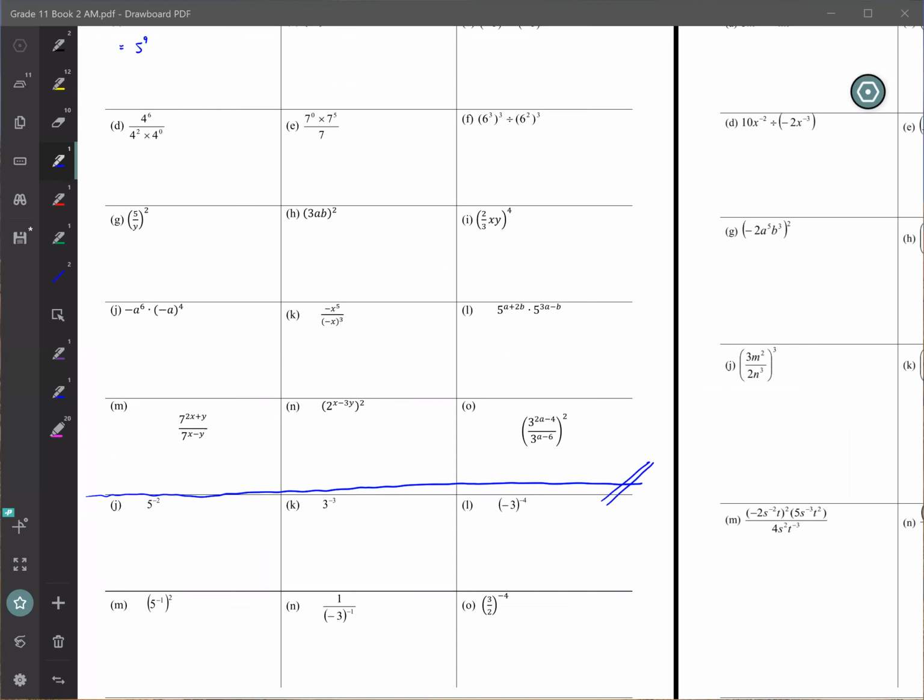Okay, I'm changing the letters at the bottom. Okay, O, P, Q, R, S, T, U. So you can use whiteout to change those letters.